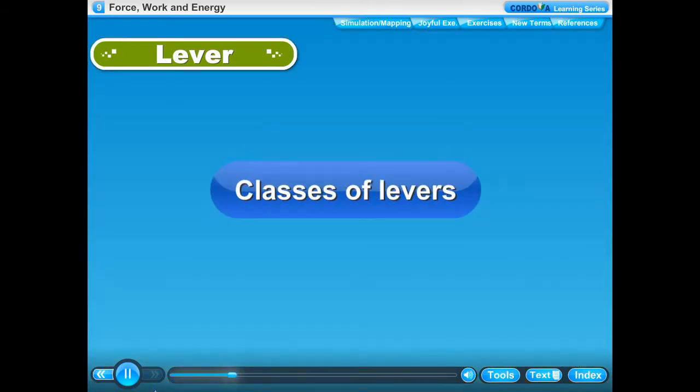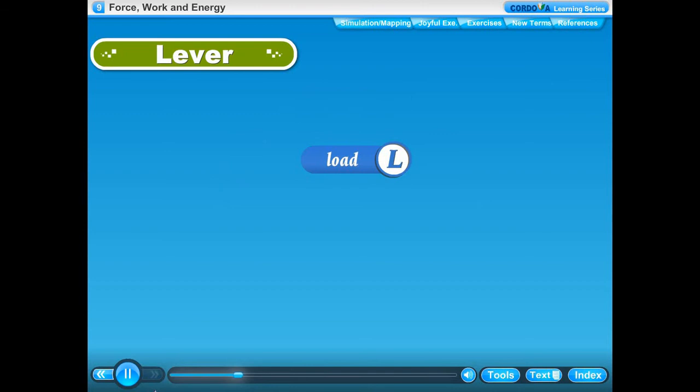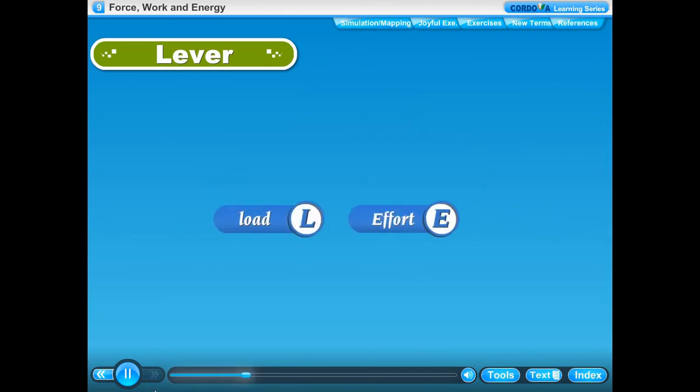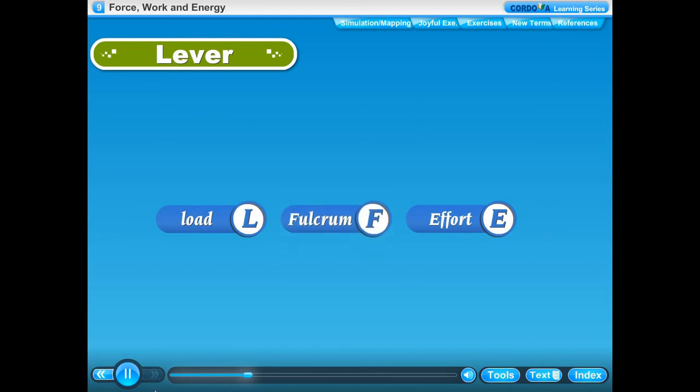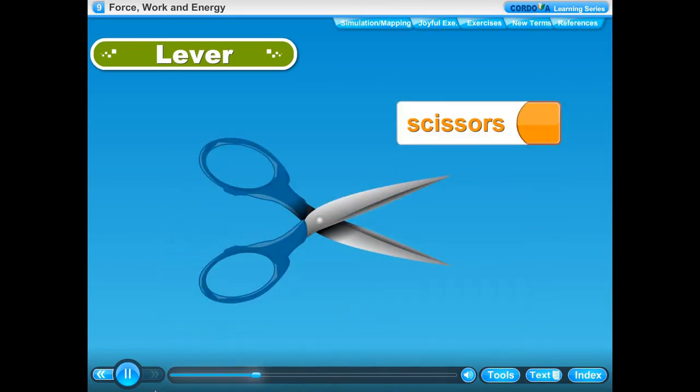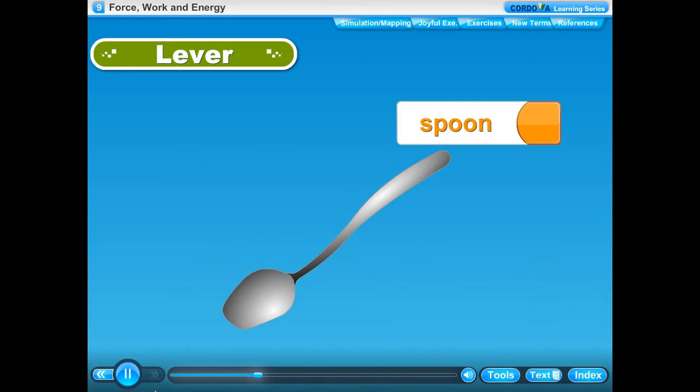Classes of levers. There are mainly 3 classes of levers depending on the positions of the load, L, effort, E and fulcrum, F. First class lever. In the first class levers, fulcrum, F, is in between the load and effort. Some examples of this type of lever are crowbar, seesaw, scissors and spoon, etc.